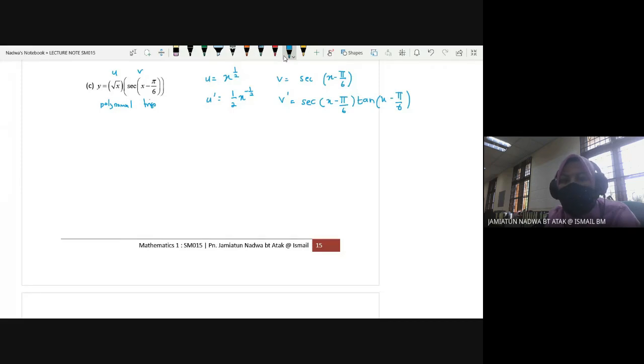So you already have your u and v prime and u prime and v. So masukkan je lah dalam formula untuk product rule. So dy over dx equals to uv prime plus vu prime or the other way around. Tak ada masalah sebab dia product rule. So it is x to the power of half secant x minus pi over 6 tangent x minus pi over 6. So this is your first term.